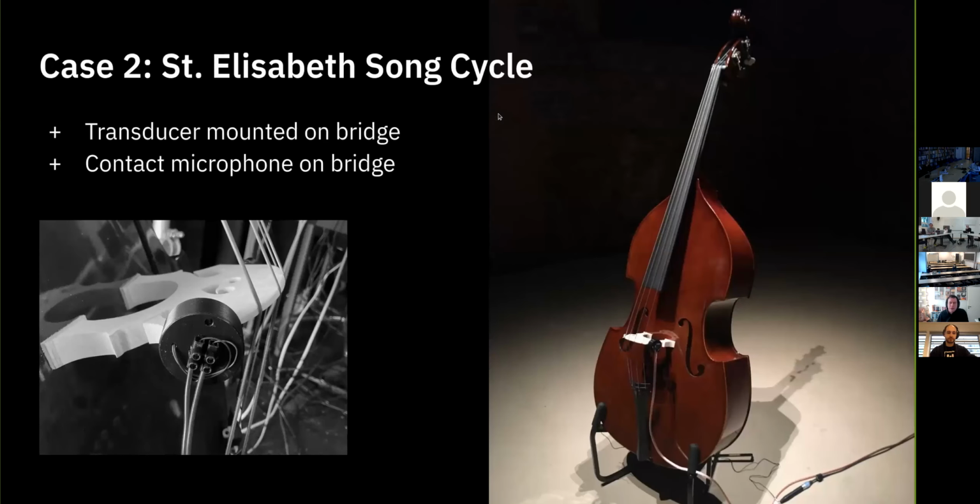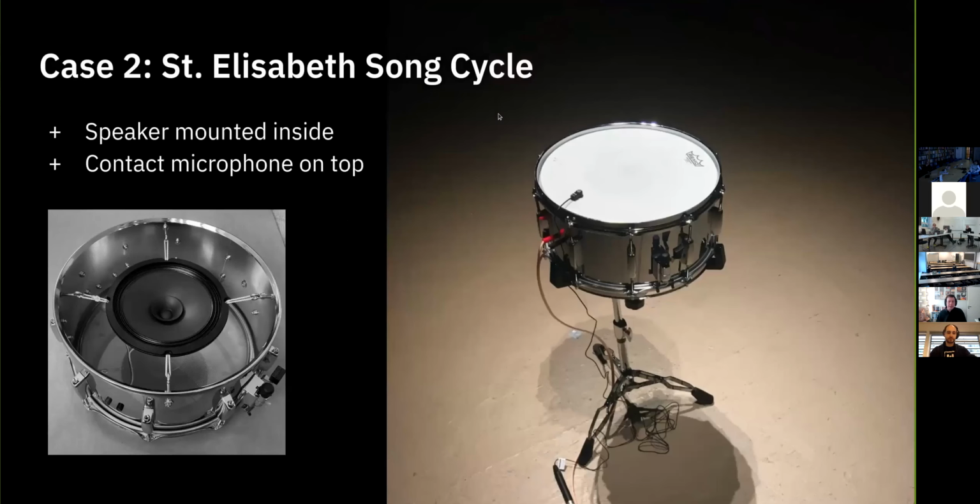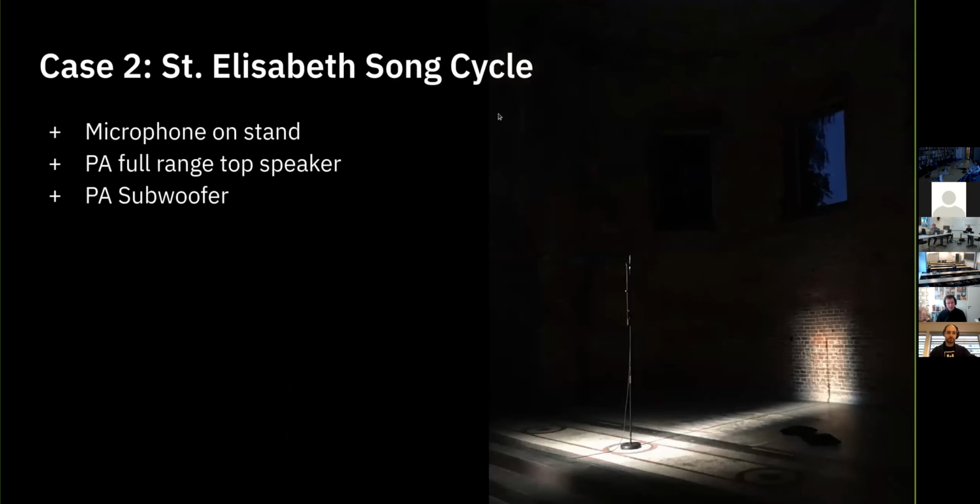So in each room, we had an augmented double bass fitted with a transducer and a contact microphone, allowing us to inject sound into the bridge from one side, sending energy into the whole instrument in a similar way to if it was bowed, while listening to the other side of the bridge. We also had a snare drum outfitted with a loudspeaker element suspended inside the drum. And the snare also had a contact mic attached, as you can see in the picture here. So again, allowing both signal inputs and outputs. Finally, each room also had a regular air mic, a PA top speaker, and a subwoofer.